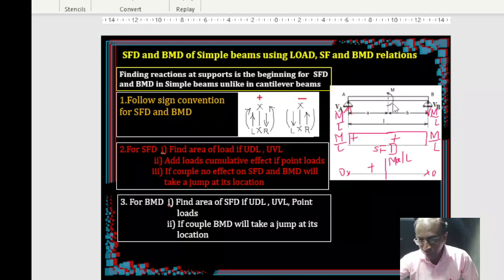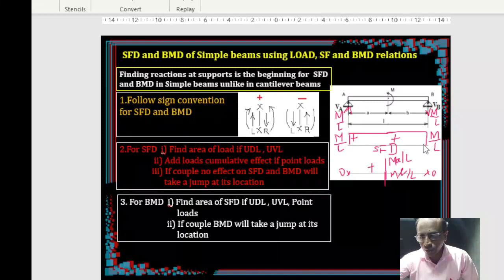Now Mb is what kind of moment it is causing? Anti-clockwise, so this should be negative. So Ma by L minus Mb by L, minus Mb by L. So that is the ordinate you will be getting on the downside.